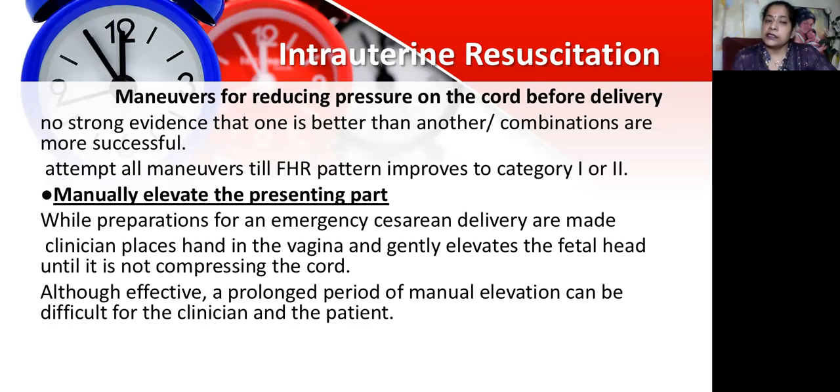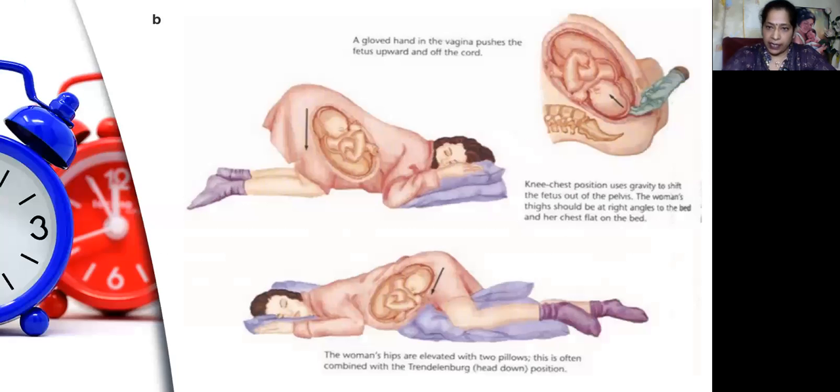First is to manually elevate the presenting part. Now, while preparations for an emergency cesarean delivery are being made, the clinician can place a hand in the vagina and gently elevate the fetal head till it is not compressing the cord. Although effective, a prolonged period of manual elevation can be difficult for a clinician and even for the patient. That particular position can be difficult for a long time.